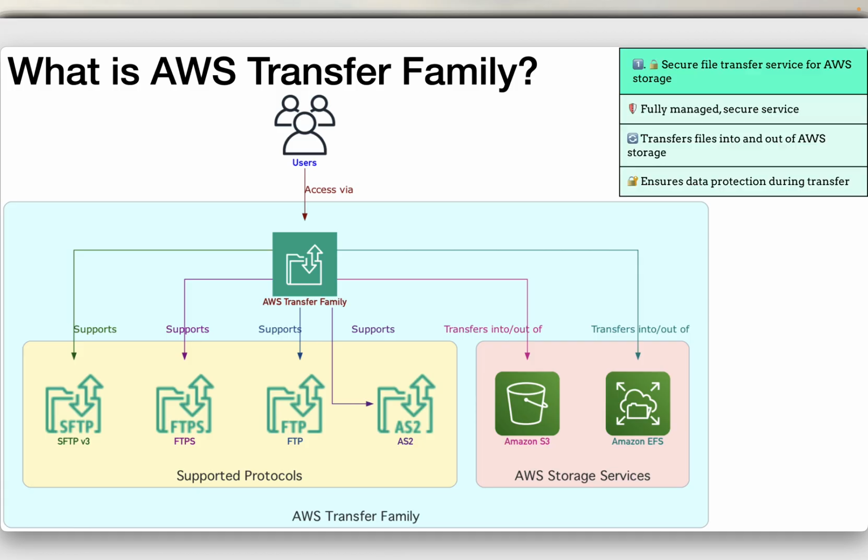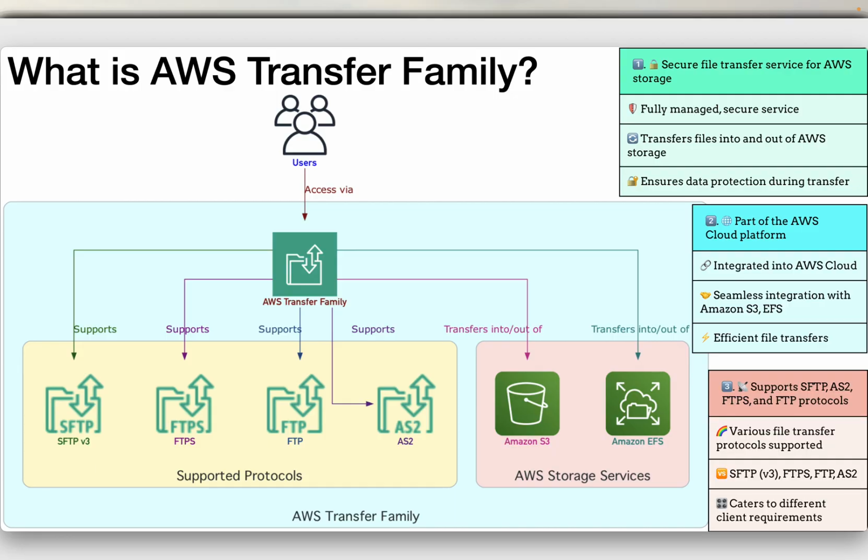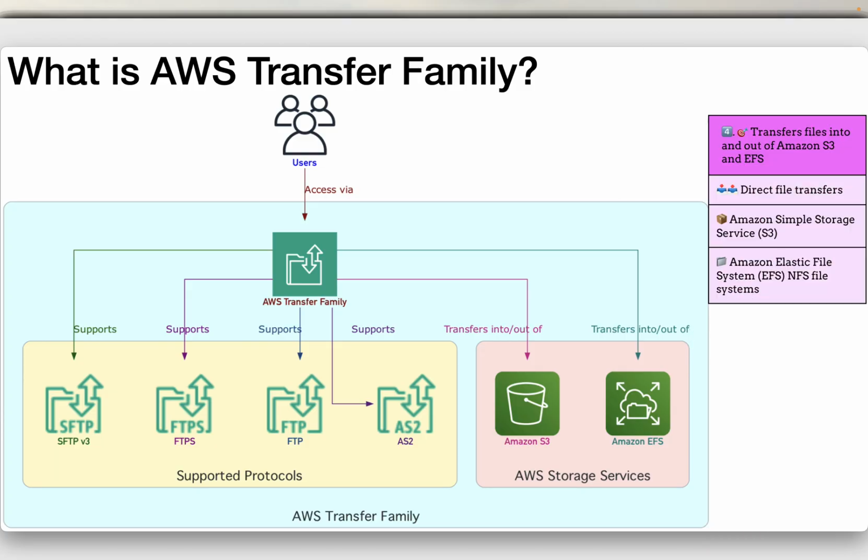AWS Transfer Family provides a fully managed secure service for transferring files into and out of AWS storage services, ensuring data protection during the transfer process. Transfer Family is integrated into the AWS cloud, allowing seamless integration with Amazon S3 and Amazon EFS, which is Elastic File System, for efficient file transfers. The service supports various file transfer protocols including SFTP version 3, FTPS, FTP, AS2, which caters to different client requirements.